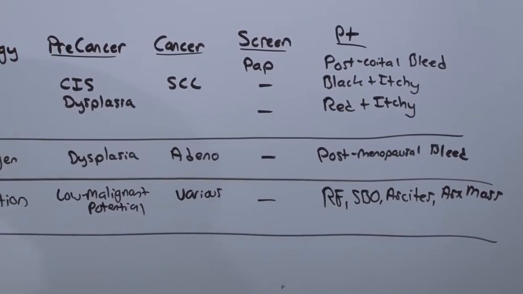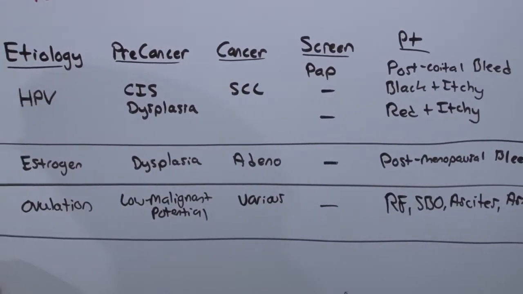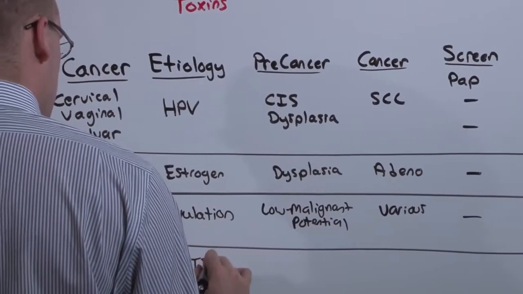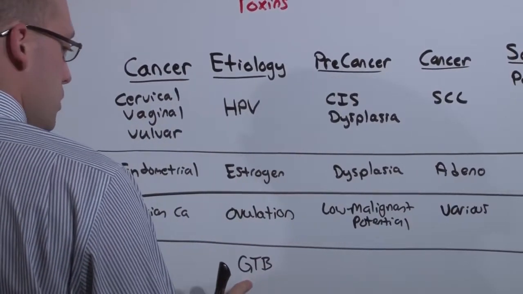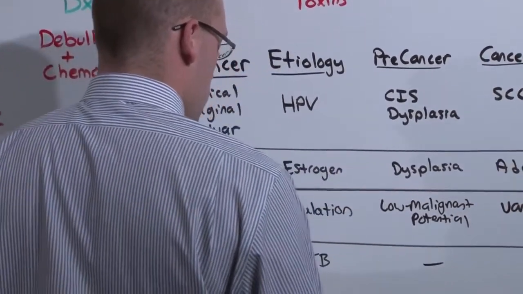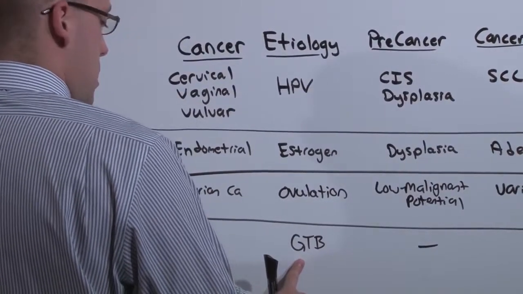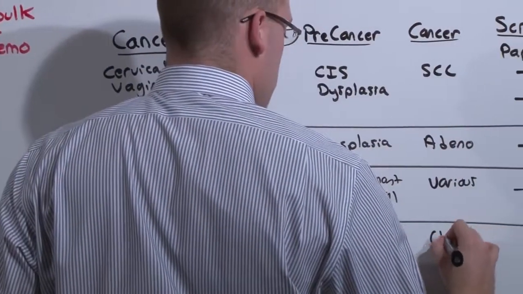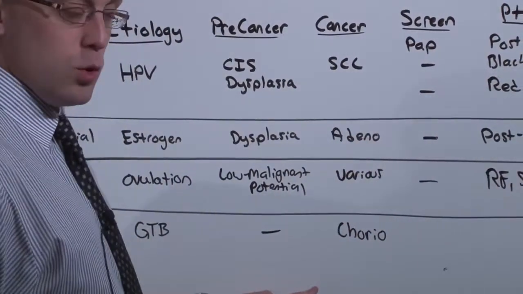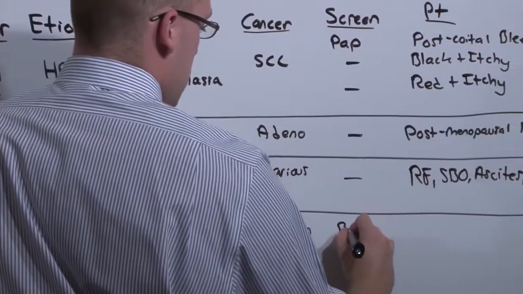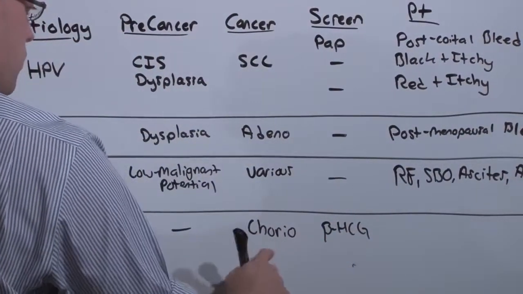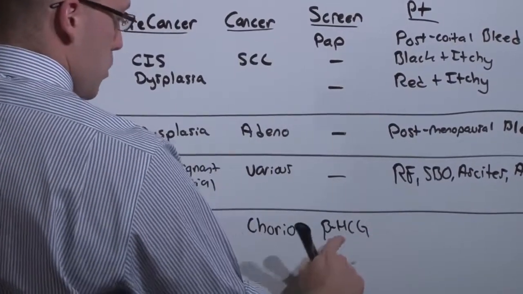Last on this overview list is choriocarcinoma. Chorio comes from any sort of gestational trophoblastic disease, that is moles, incomplete moles, and even normal pregnancies. It is itself a precancer, the gestational trophoblastic disease, and the cancer is choriocarcinoma. There's no screen, but in patients who have moles, you're going to see that we follow the beta-HCG because elevations in the beta-HCG without pregnancy are indicative of chorio, and the patient will present with similar symptoms.